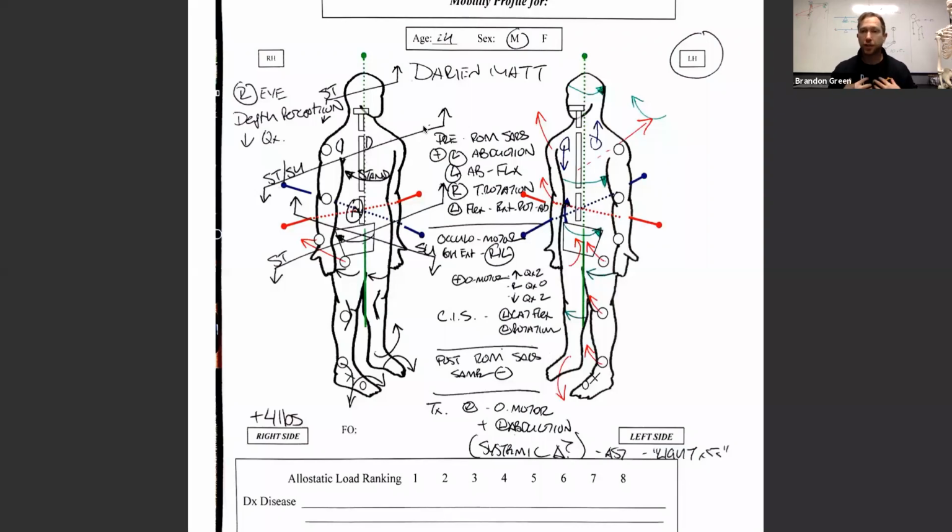Do both of those feel the same to me? And do both of those feel the same to the client? And if they don't feel the same to either one of us or both of us, that's really important to me. Because theoretically, following that same biological rule of symmetry, we should be able to produce force equally from one side to the other.